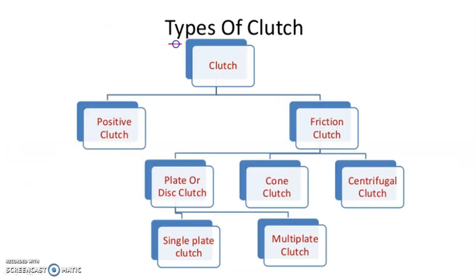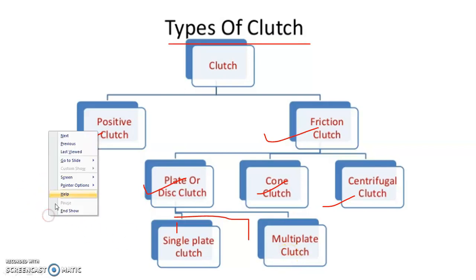Let us see how the clutches are classified. Clutches are classified into two categories. One is called positive clutch and second one is called friction clutch. Friction clutch is having three types: plate or disc clutch, cone clutch and centrifugal clutch. Plate clutches are of two types. These are the two types: single plate clutch and multiple plate clutch. So this is the complete classification of clutch.